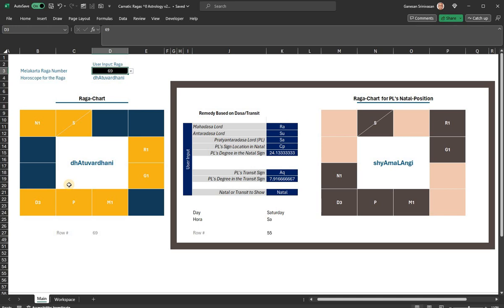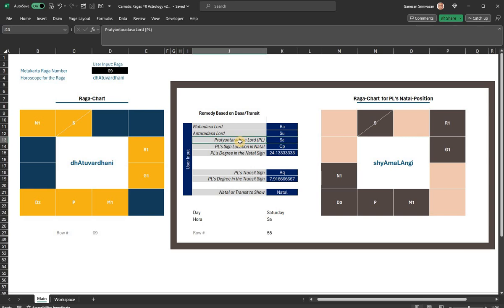But it's a very difficult one. Immediately you can't be using it. The other way to find remedies is based upon the dasa and transit. You have to note down the person's current Mahadasha, you have to note down the Antardasha, and also the Pratyantara Dasha. The focus here is on the Pratyantara Dasha.